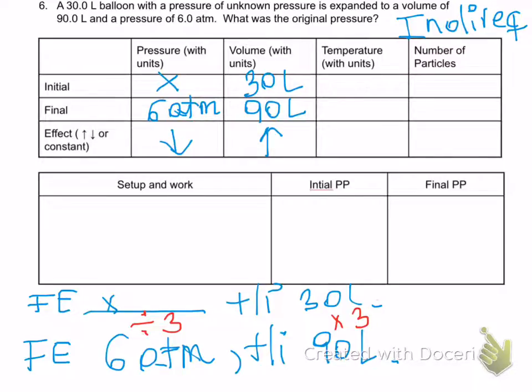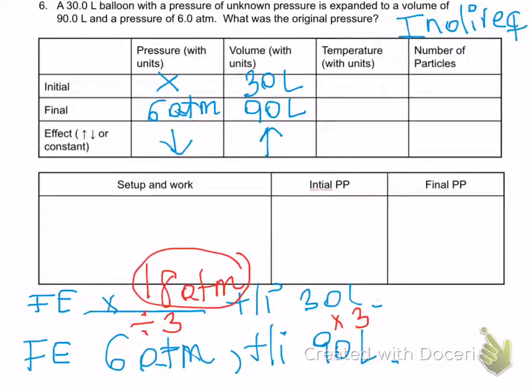So since I'm dividing x by 3 to get 6, I can just work backwards and multiply 6 by 3 to get 18 atmospheres. Okay, 18 atmospheres is my final answer in this case.